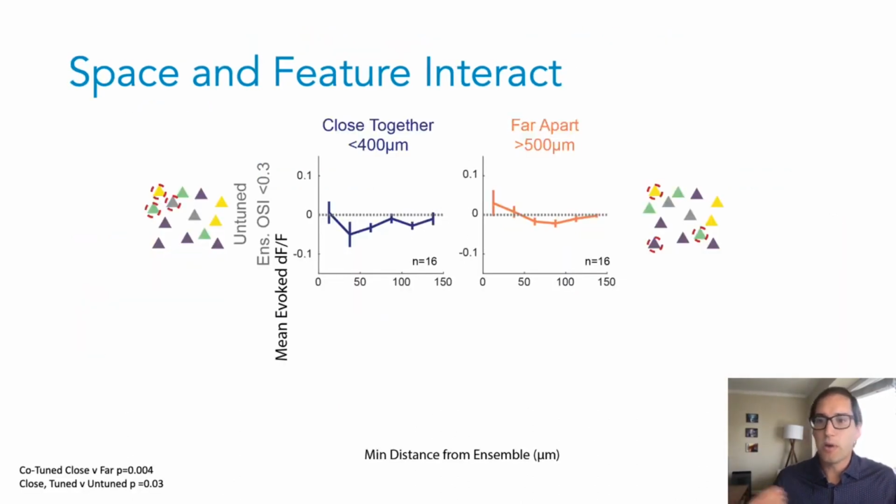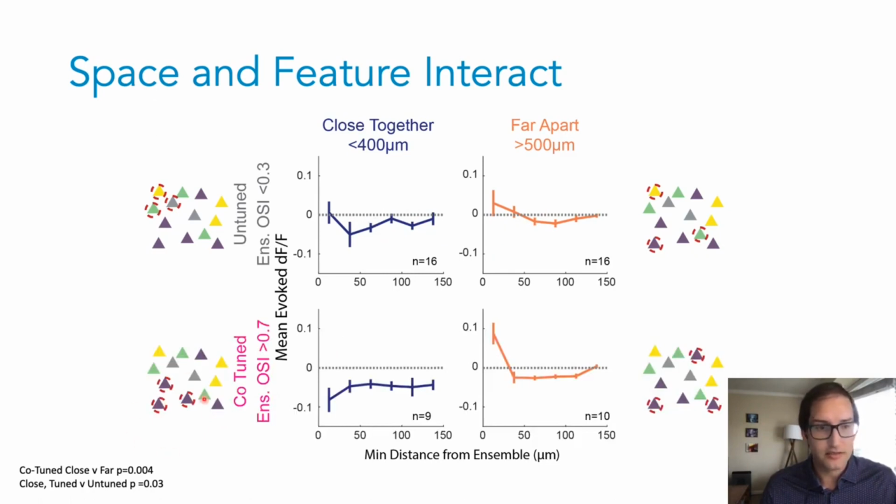Finally, we wanted to look at how both the spatial and the tuning domains might interact. And so if you start by considering groups of cells, ensembles of cells that are untuned, if you put them close together or far apart, you don't get a very dynamic difference. It's basically the same in both cases. But if instead you try to create an ensemble of close together co-tuned cells and compare that to an ensemble of far apart co-tuned cells, we have this dramatic difference, with the close together co-tuned cells being very suppressive, much more so than we saw in an untuned group or anywhere else.